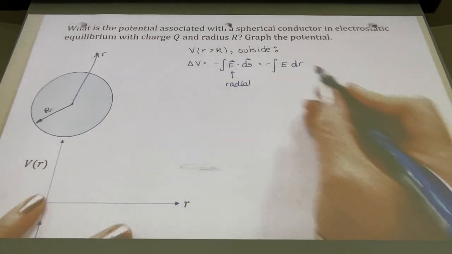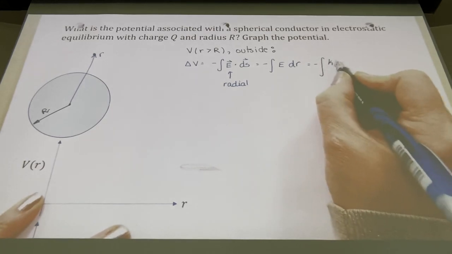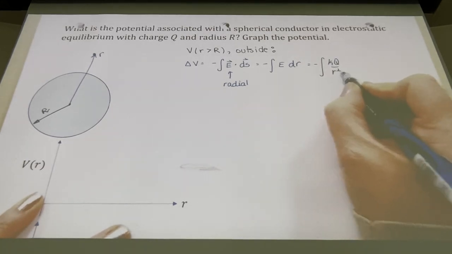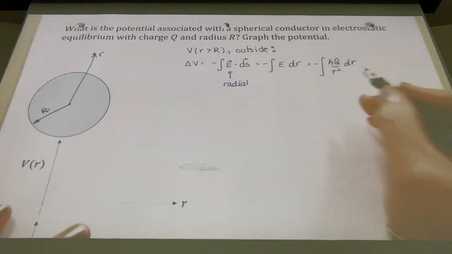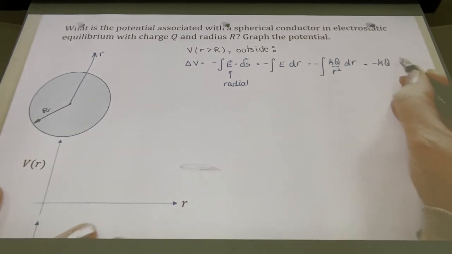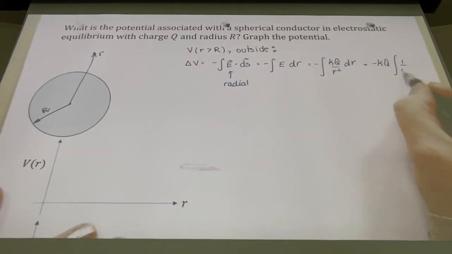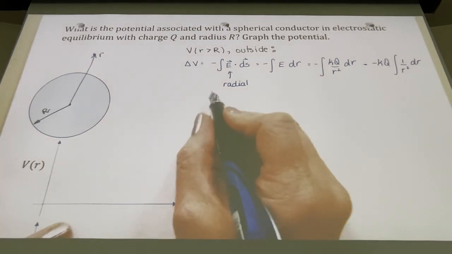We know that our expression for the electric field outside of a spherical conductor is K times the charge on the conductor divided by the distance squared. So I'm using the result we know about the electric field to plug that in. I can take my constants outside. K is Coulomb's constant, that's out front. Got the integral of 1 over r squared dr. The integral of 1 over r squared, this is one of those integrals that I expect you to know. It's just kind of like the inverse of the power law. So the integral of 1 over r squared is minus 1 over r.